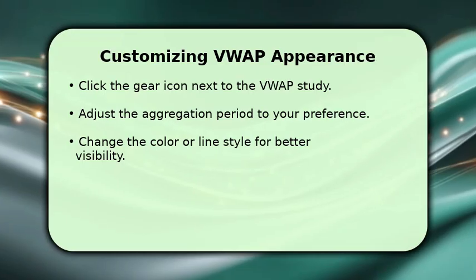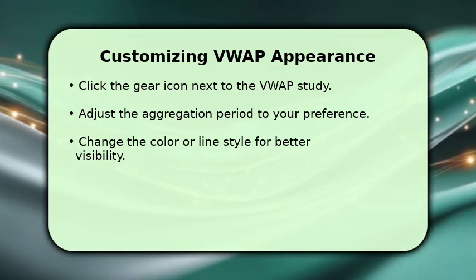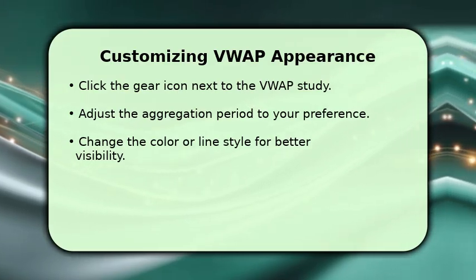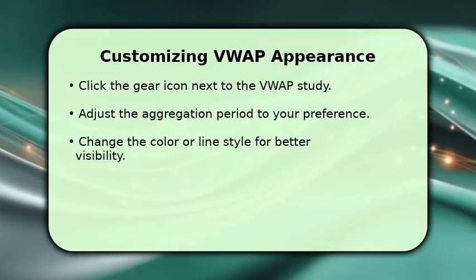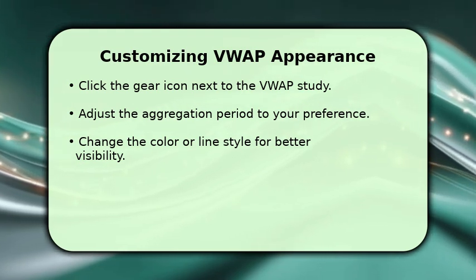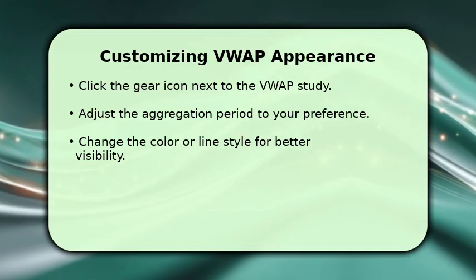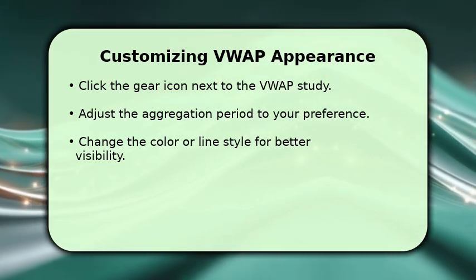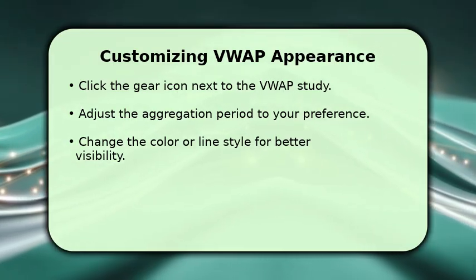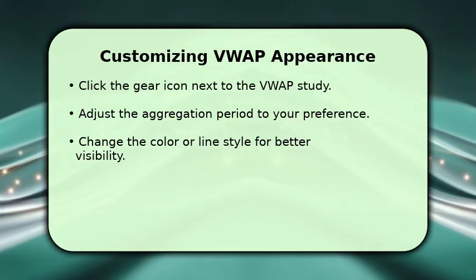After adding VWAP, you might want to customize its appearance. Click the small gear icon next to the VWAP study in your Edit Studies window. Here, you can adjust the aggregation period, perhaps setting it to day for intraday trading. You can also change the line color, thickness, or style to make it stand out more clearly on your chart. These adjustments help tailor the indicator to your specific visual needs.